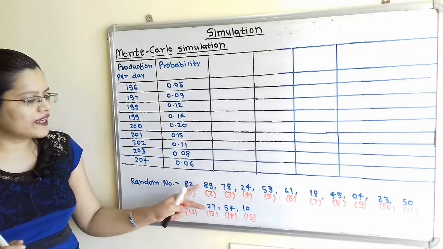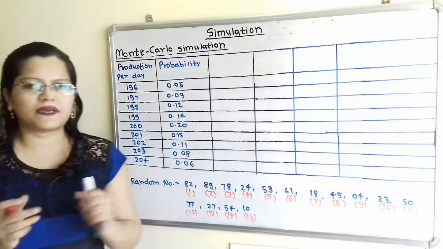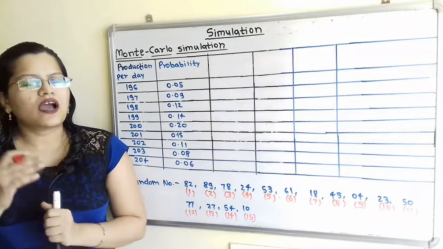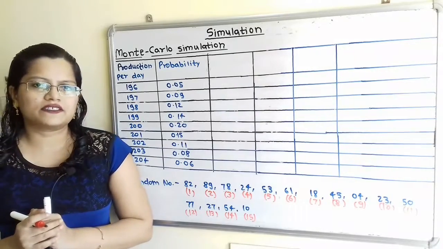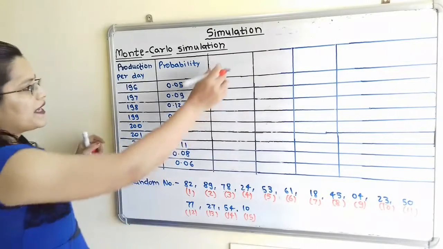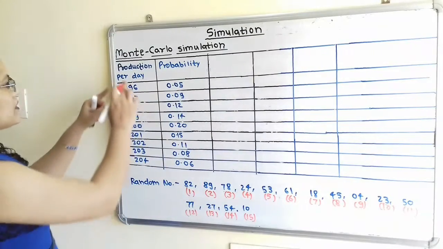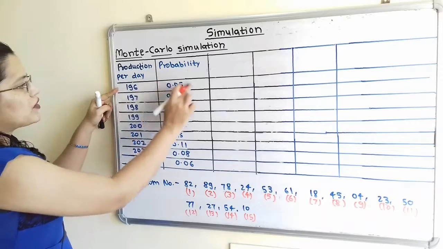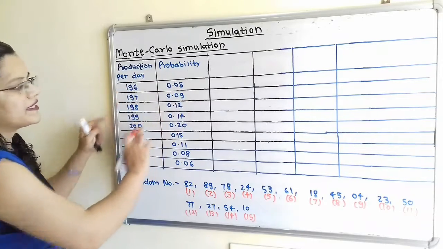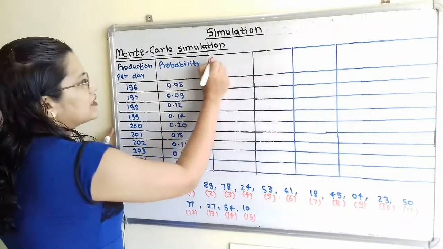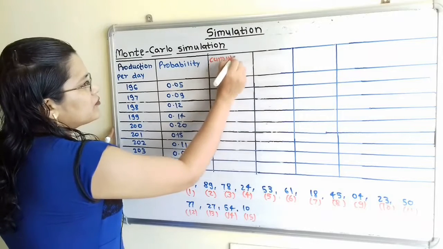Now we have to fit these random numbers with a specified range. So how to determine this range? First we have to make a column for the cumulative probability, because for each number of production separate probability is given. So how to calculate the cumulative probability?